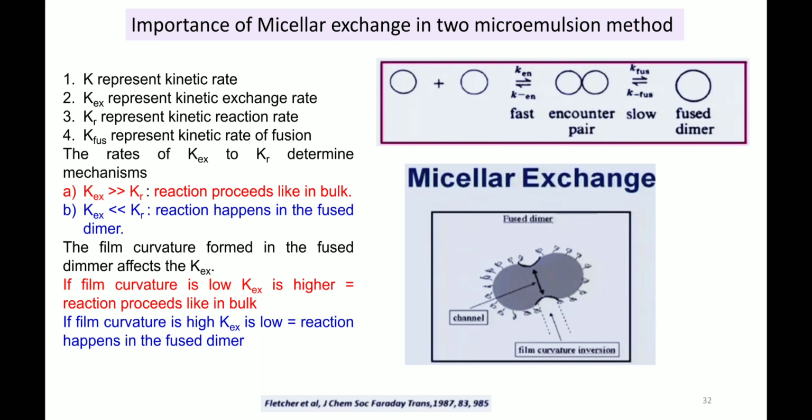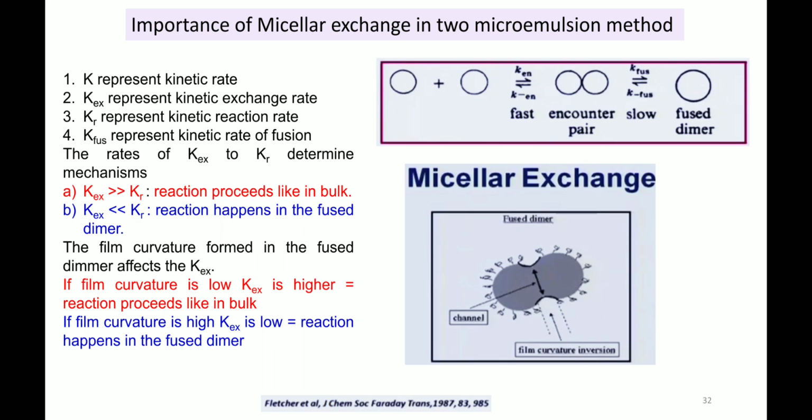So these two rates basically control whether there is a formation of one particle inside the nanoreactor, or a formation of multiple particles inside the nanoreactor. So you have to control that so that you are able to prepare the nanoparticles inside the nanoreactor. The film curvature also plays a very important role. The film curvature formed in the fused dimer affects the K exchange.